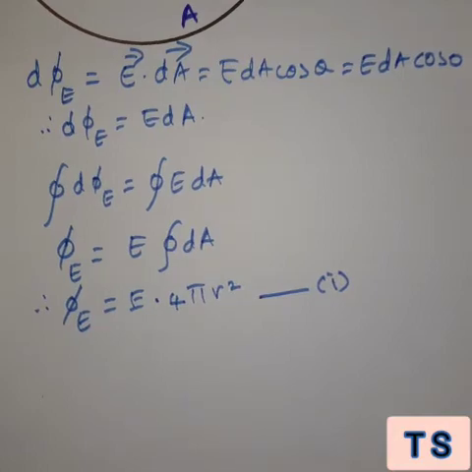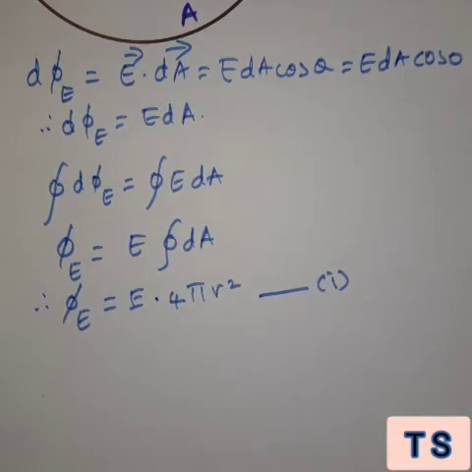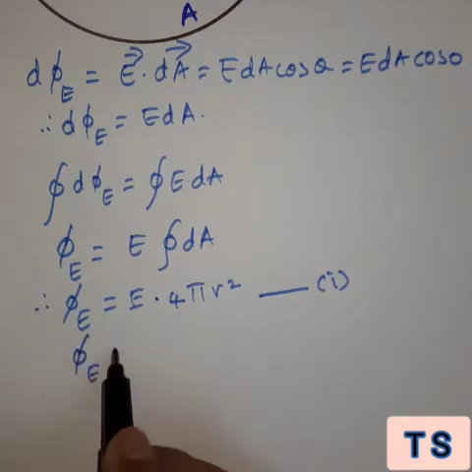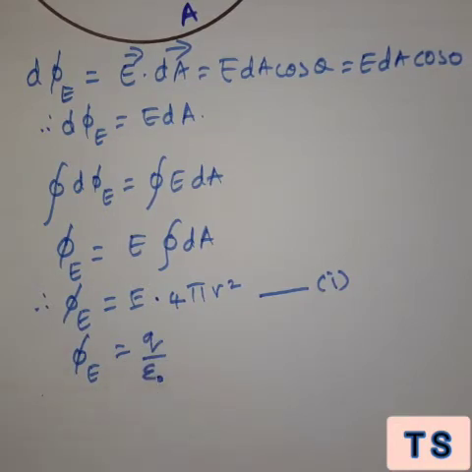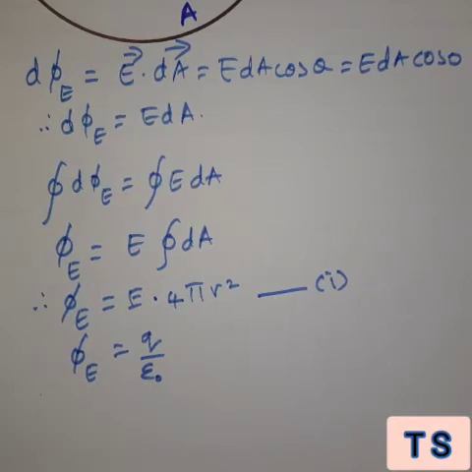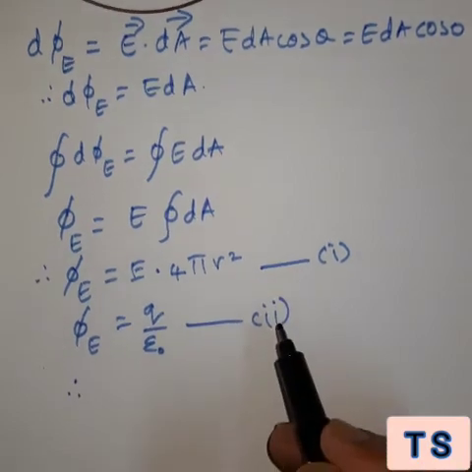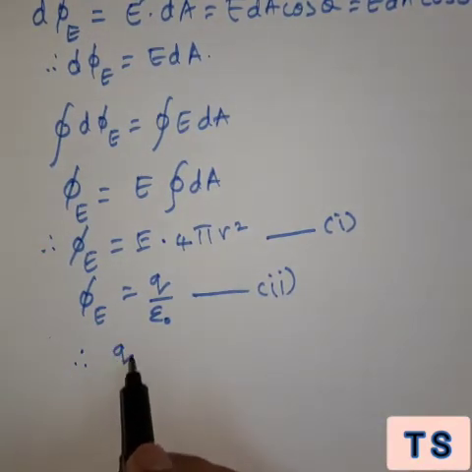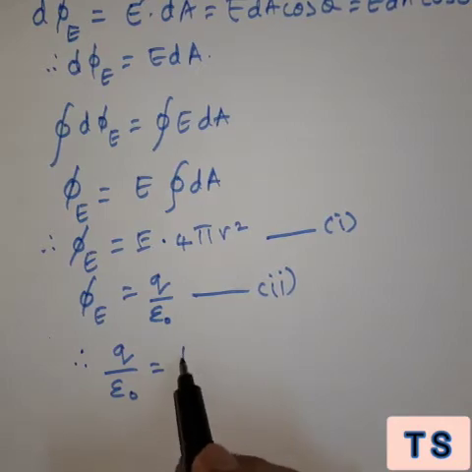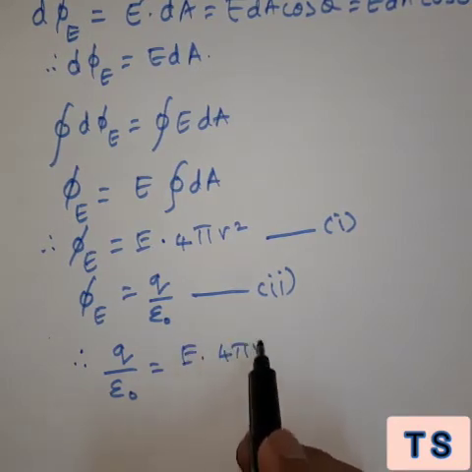This should be the first part. Second part, I use Gauss theorem. If I use Gauss theorem, it says phi E equals Q upon epsilon naught. When I say Q, I mean it's the charge enclosed. So I know very well that this is phi E, which equals Q by epsilon naught. I have equations 1 and 2 where phi E is the same. Therefore I get Q upon epsilon naught equals E times 4 pi r square.